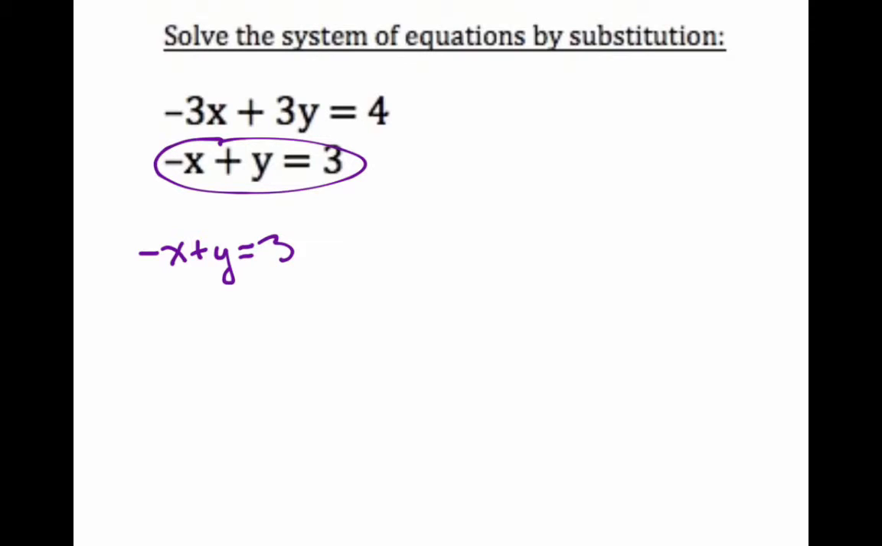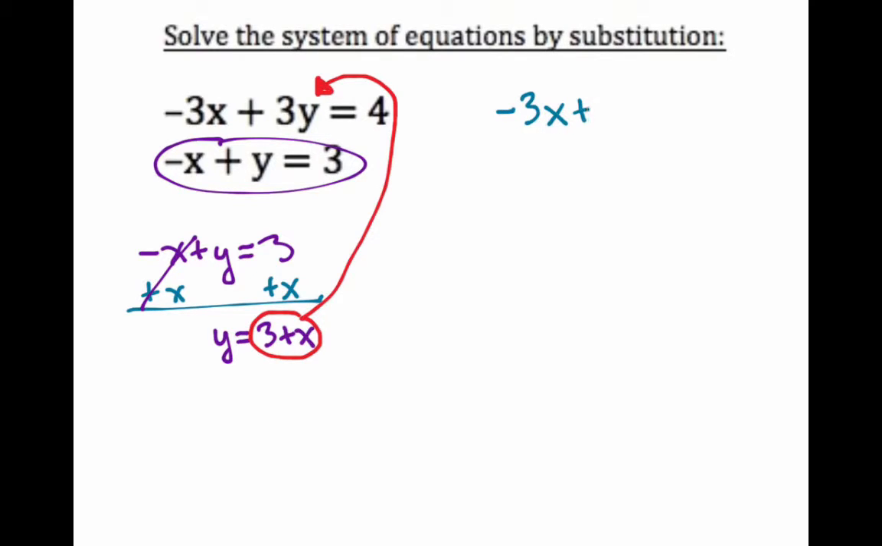So copy it down. Negative x plus y equals 3. To solve for y, that means I need to move everything else to the other side. So how am I going to get rid of a negative x? That's right, I'm going to add x to both sides. Those cancel. I end up with y equals 3 plus x. I now have an expression that I can substitute in for y in my other equation.